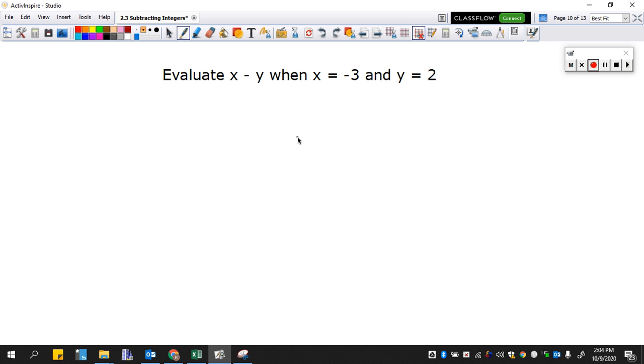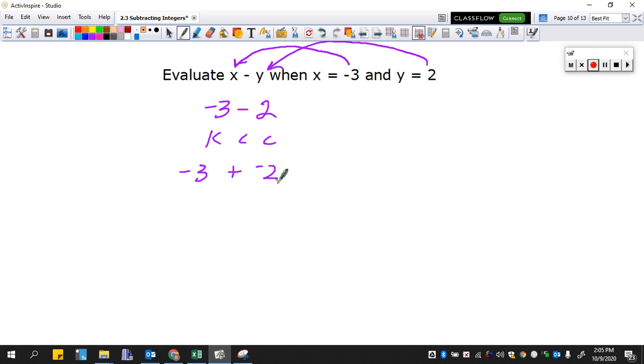All right. The last couple of problems we're going to do is when we take an expression and substitute the numbers in for the variables. So the x becomes a negative 3 minus the y, which is a positive 2. So now we just do it the same as what we have been doing all along. We're going to keep, change. Keep the negative 3. The minus becomes a plus, and the positive 2 becomes a negative 2.